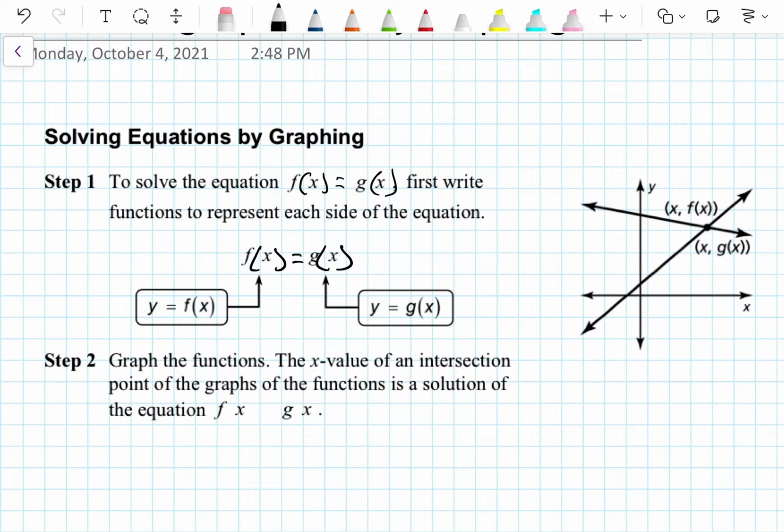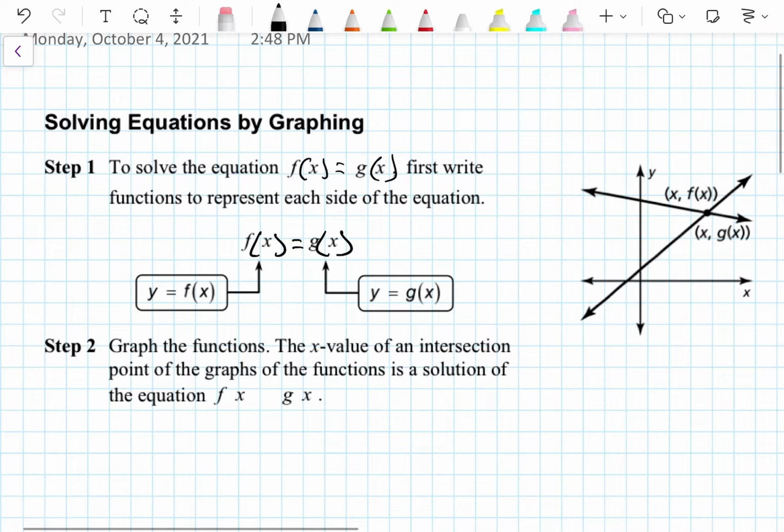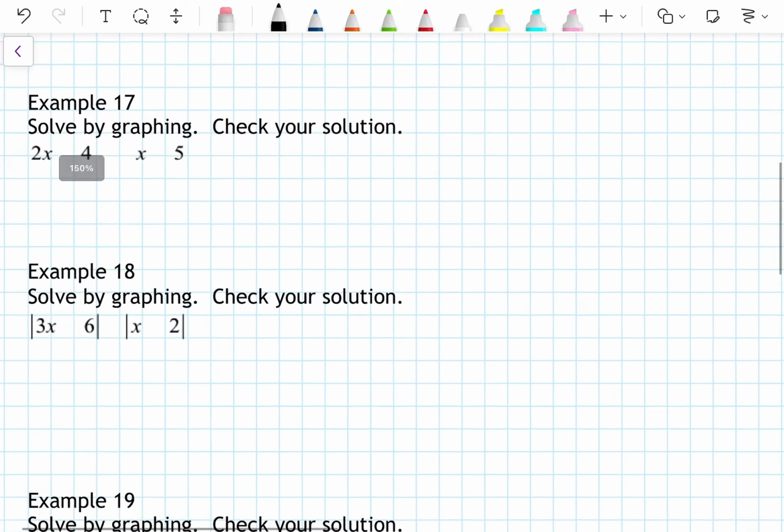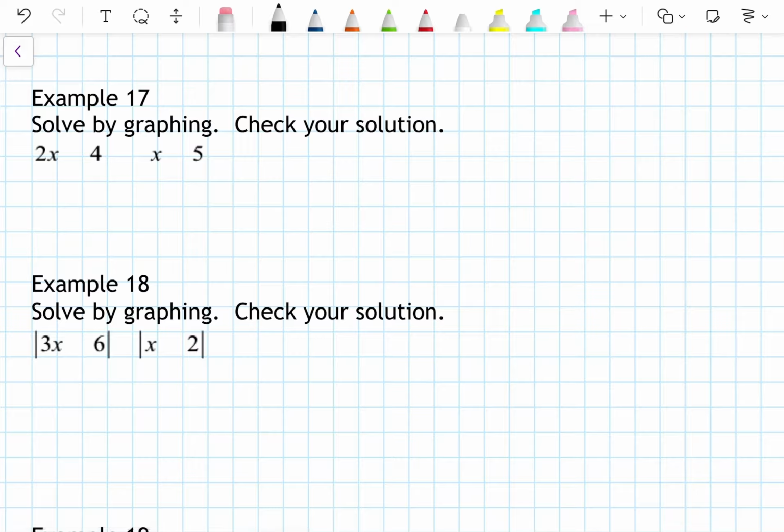Normally, whenever we have something like this, we'll solve it by hand by adding our x's using algebra. But we are able to solve them by graphing. So this is just kind of a different way to do this. Yeah. So let's look at example 17. So this should be 2x plus 4 equals negative x minus 5.